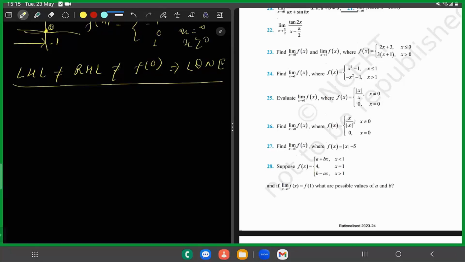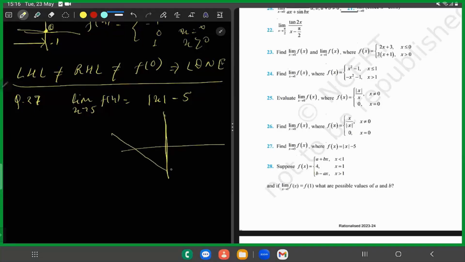And for question number 27, it is better to see the graphical representation of f(x). So this is our question. If we plot the graph of f(x) equal to x minus mod of x minus 5, how does this come? The graph is basically something like this. This is x equal to 0, this should be x equal to 5, and this should be x equal to -5.